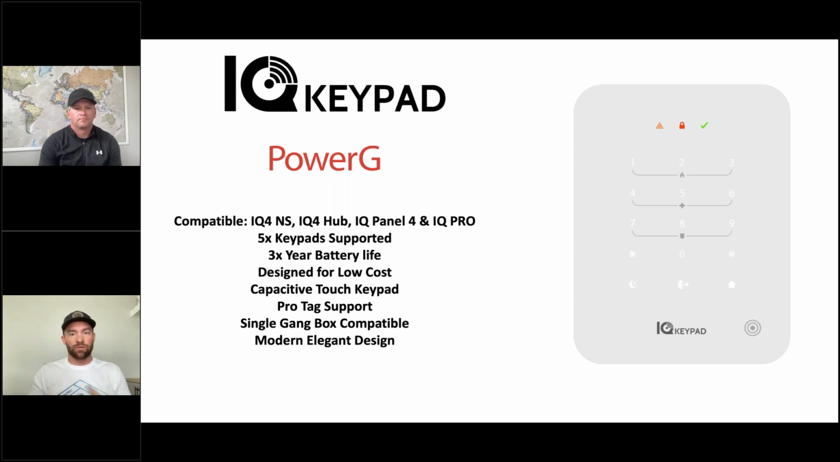Of course, it's PowerG, so we get the long range, the frequency hopping, the adaptive power, all the benefits of PowerG, all the reliability that we get with PowerG. We can do up to 5 of these on a system. We get a 3-year battery life on these. Again, PowerG is really efficient at managing its power level and its battery life, so we get up to 3 years using 4 AAA batteries.